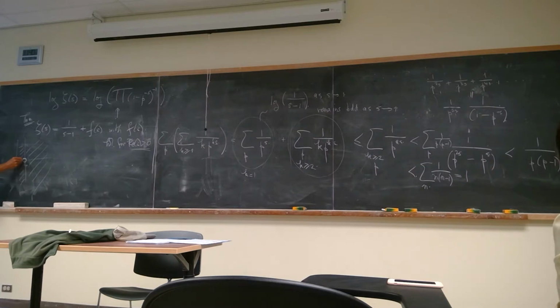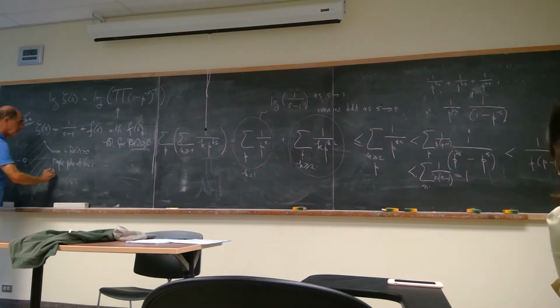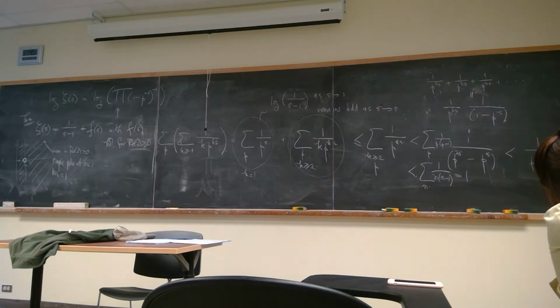And the reason it didn't converge at s equal 1 is because that meromorphic function has a pole at s equal 1. Meromorphic in real part of s greater than 0, simple pole at s equal 1, and the residue of that simple pole is 1. So we're going to prove that theorem, or at least sketch it.